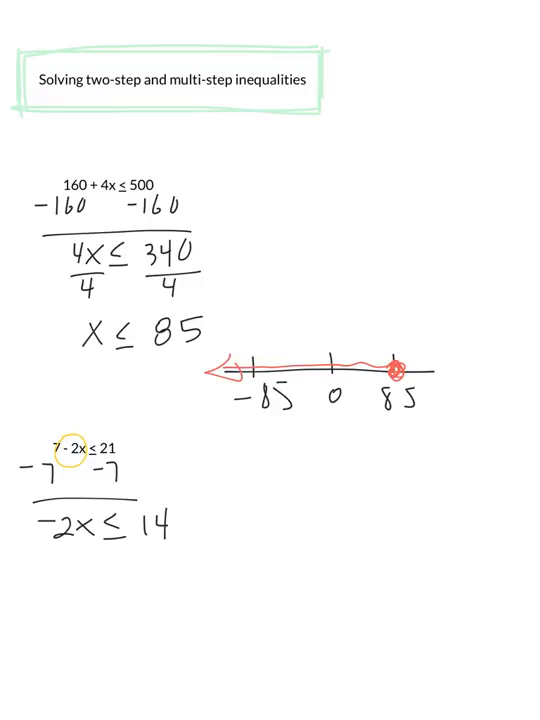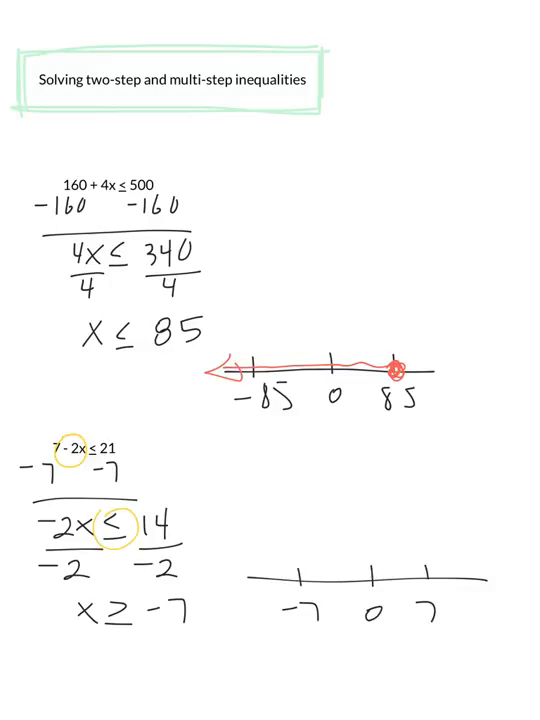Now here we are going to be dividing by a negative 2, so we have to flip that sign. x is greater than or equal to negative 7. And if we graphed it, we're going to have solid dot going over to the right.